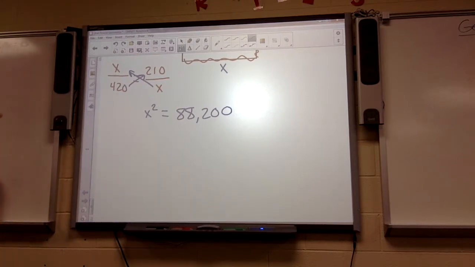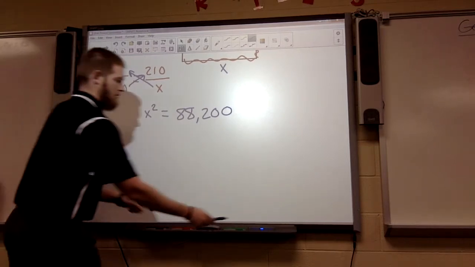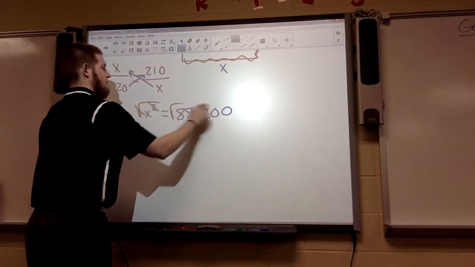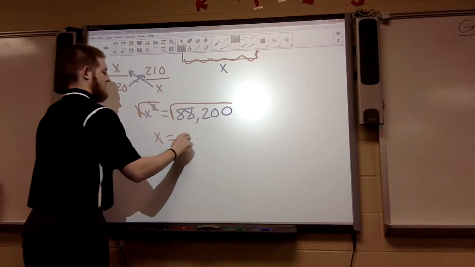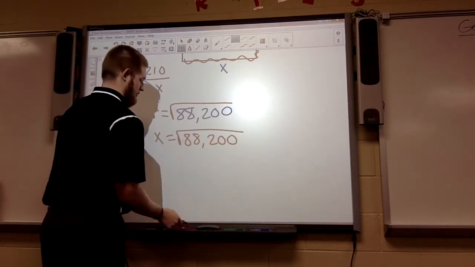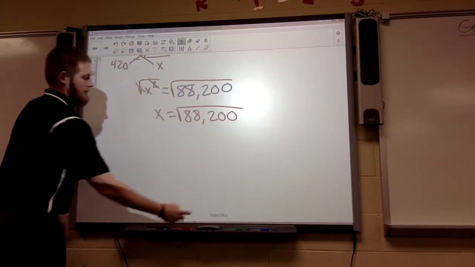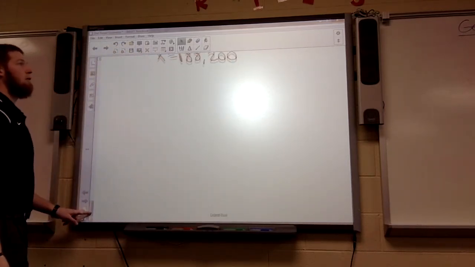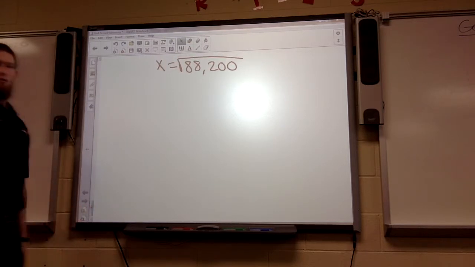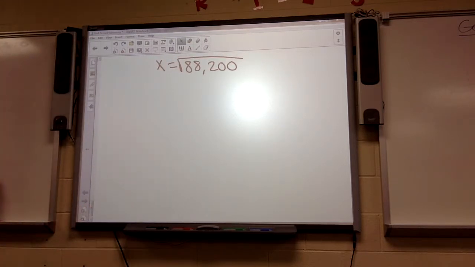To keep solving this, I do the what? Square root. So I have x equals the square root of 88,200 underneath a radical. Now, if you get numbers like this, you might not like me a whole lot, but what do you have to do? You gotta reduce it, right? What perfect square can I take out of that?